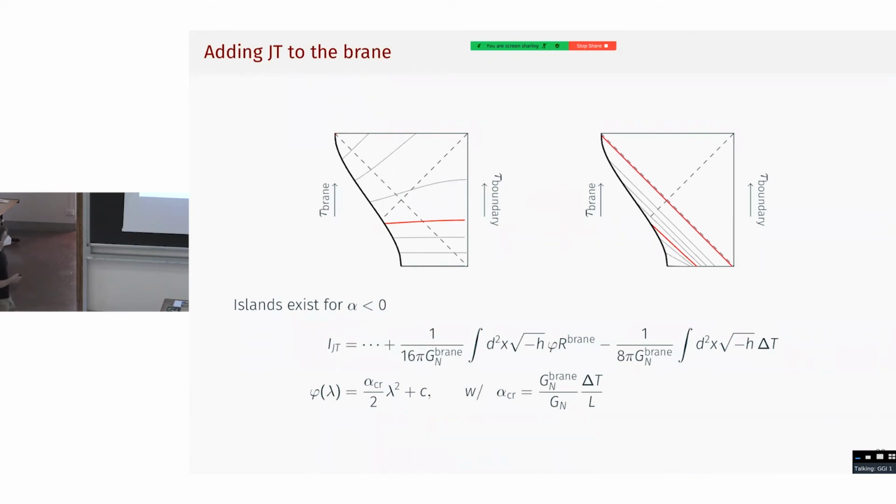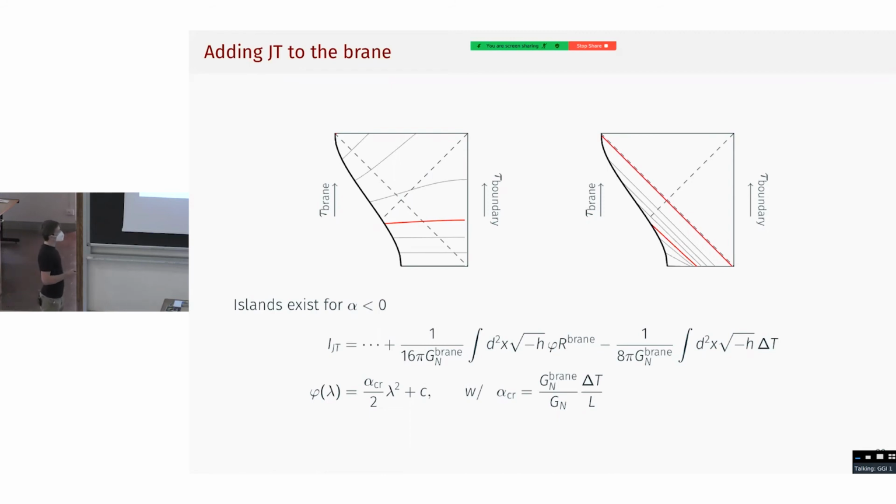Now, there's a qualitative difference here if we choose alpha to be negative on the left or positive on the right. When alpha is negative, like here on the left, we see that we now have RT surfaces which connect the brane to the boundary. And so we can in principle place bounds.